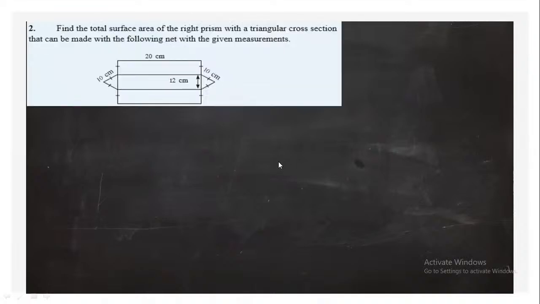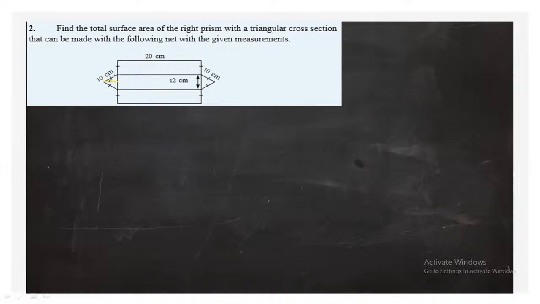Next one: Find the total surface area of the right prism with a triangular cross section that can be made with the following net with the given measurements. A total surface area of the right prism. It means they have given the net, so it is easy for us to find the total surface area. So two faces here, two triangular faces. We can get the area straightly.